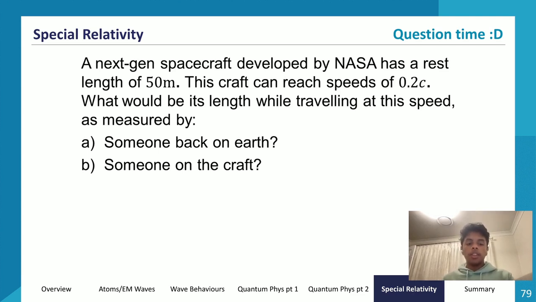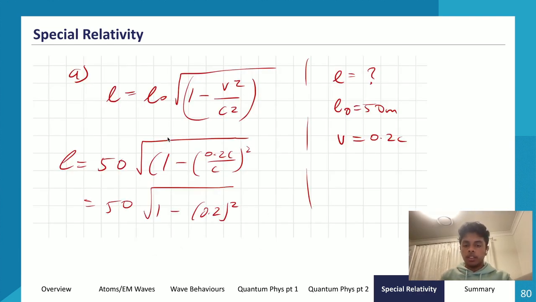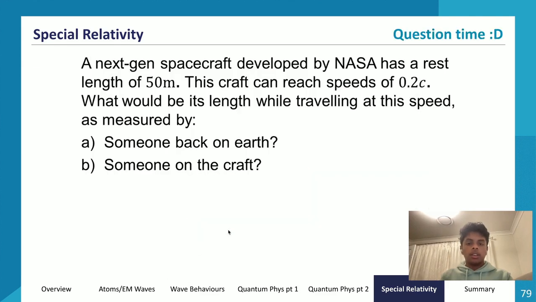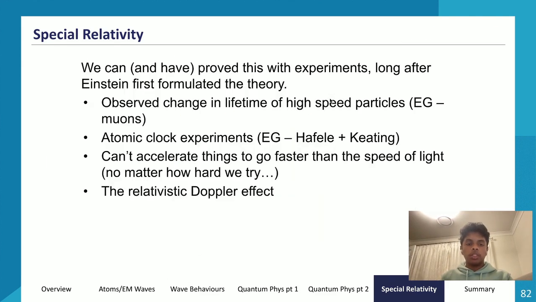Whereas someone on Earth will be moving with respect to the craft, or the craft will be moving with respect to them, and so they will measure a measured length, whereas I will measure the proper, or actual, length basically. So that's how that would work. For part B, my answer is 50 meters. For part A, my answer is around 49 meters. So that's how you would answer this relativistic motion question.